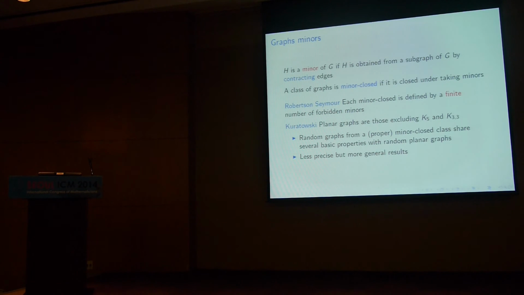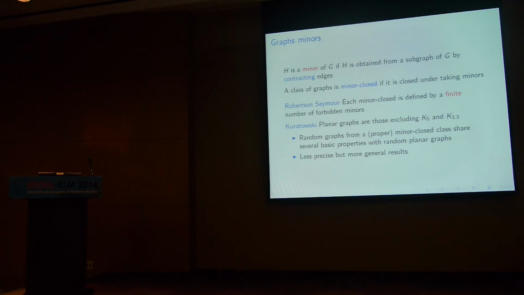And the last thing is that graphs on surfaces are one of the fundamental examples of graph minors. Let me just briefly tell you about graph minors. A graph H is a minor of G if H is obtained from a certain subgraph of G by contracting edges. So you take G, throw out some part of the graph, and then you contract.